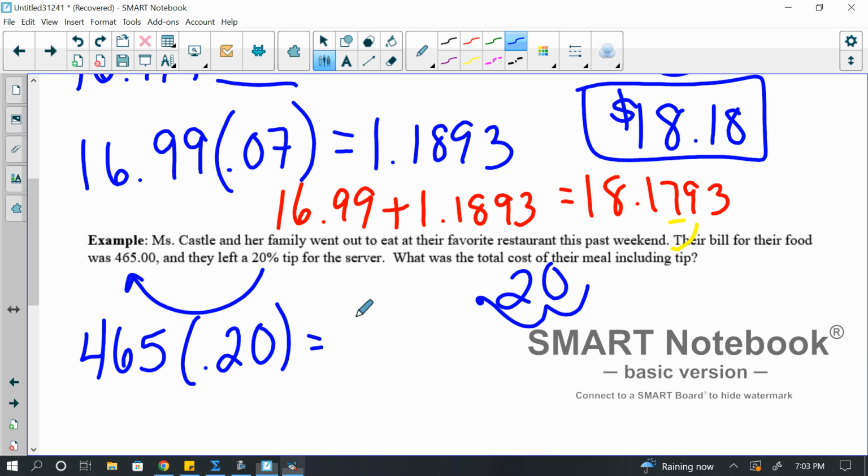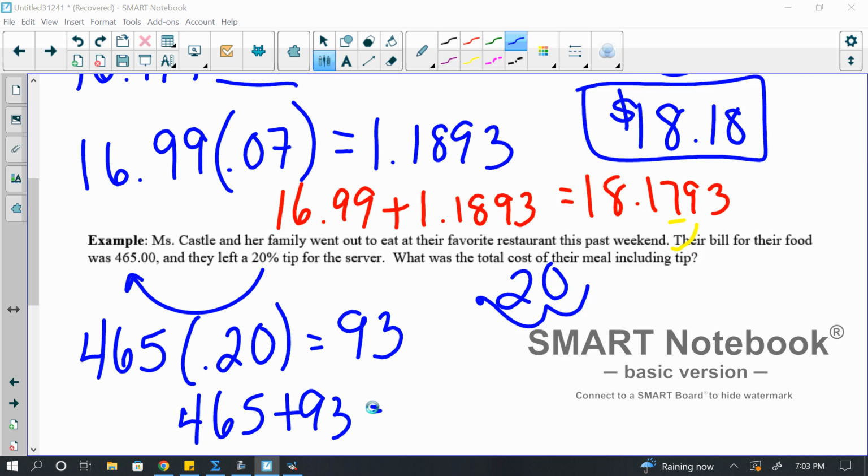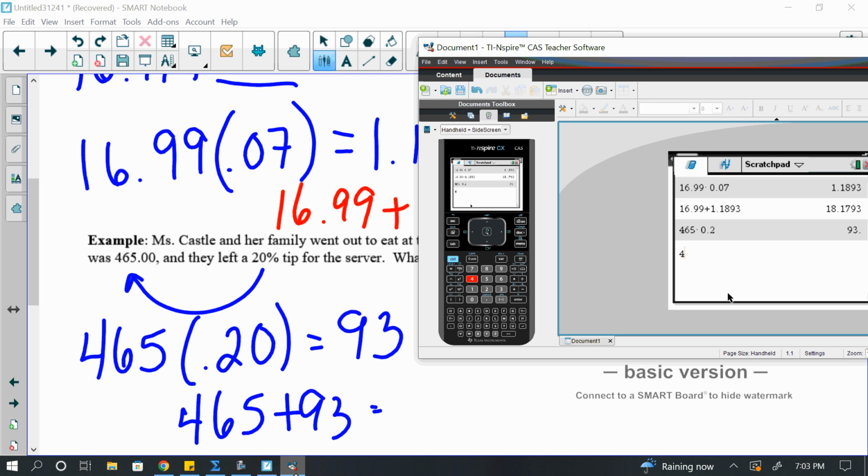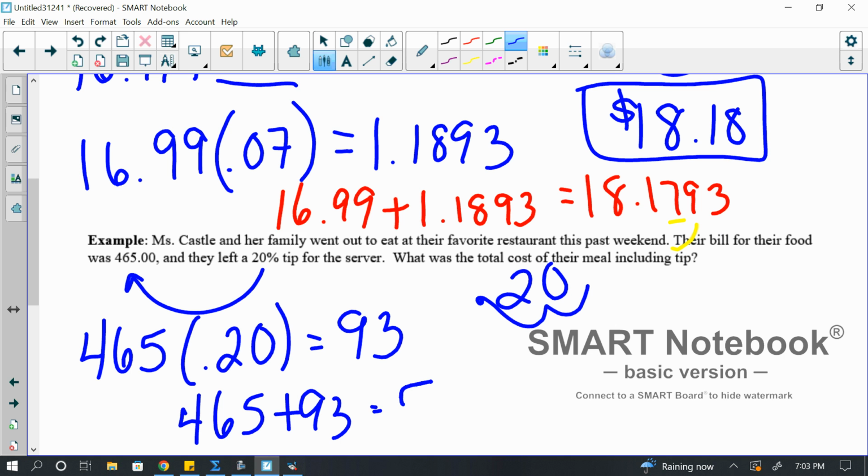And I get 93. This one's kind of a nice one. Not as many decimal points. So we have 465 plus 93. So our meal plus the tip, the total amount of money I spent at the restaurant was $500. I'm sorry, $558. We'll assume that the 465 included the tax.